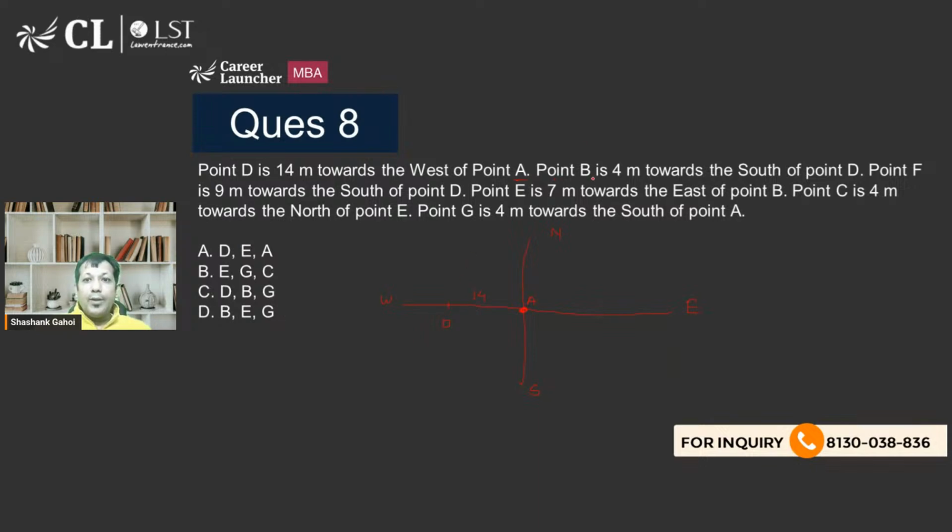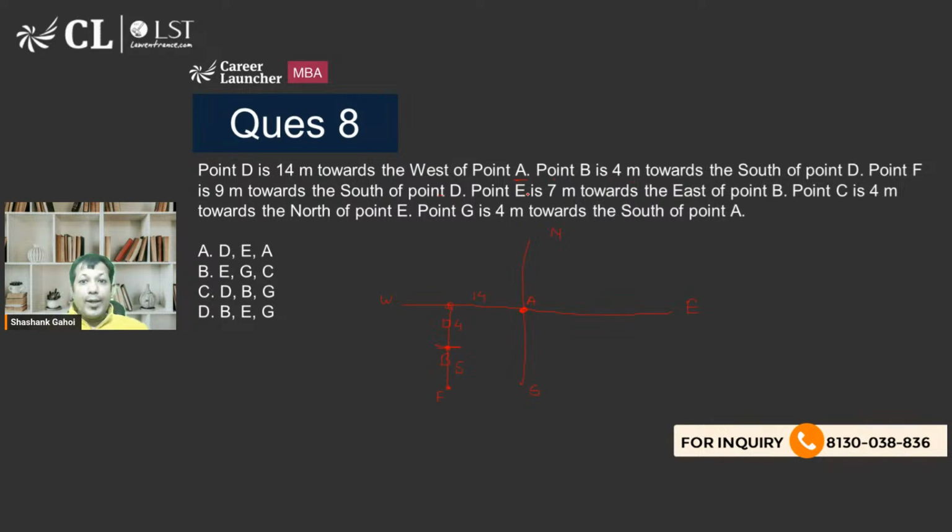Point B is 4 meters south of point D. So B is going to be somewhere here, 4 meters south of D, and this distance is going to be 4 meters. Point F is 9 meters south of point D. So 9 meters means 5 meters further from this point, there is a point called F. So this is the position of D, this is the position of B, this is the position of F.